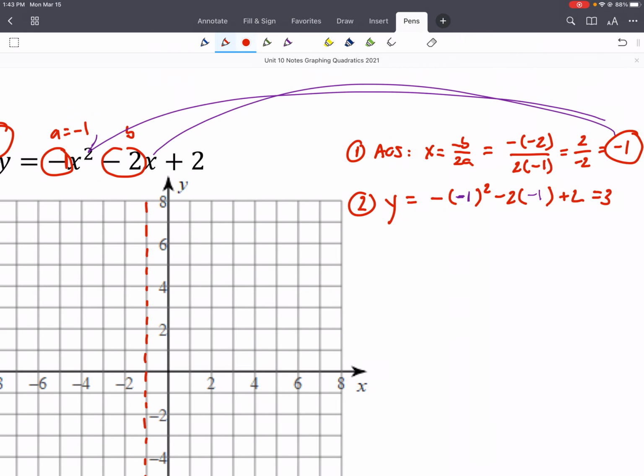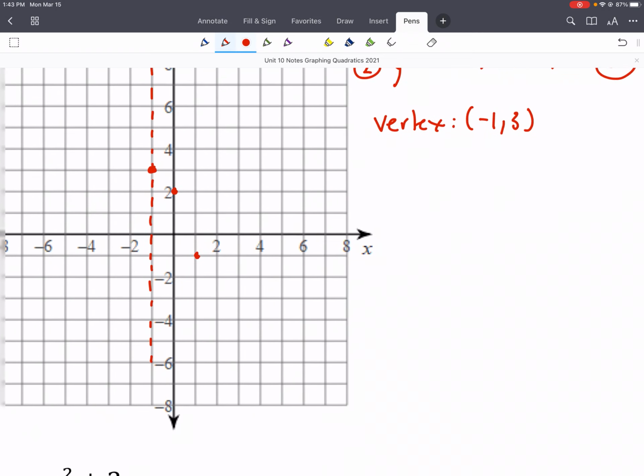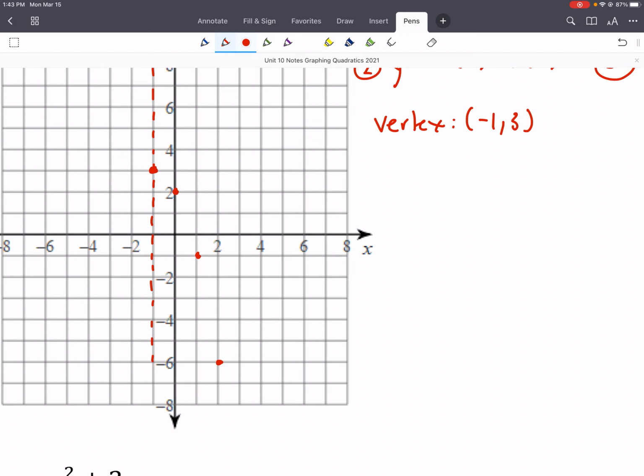Okay. So now we have our vertex. Our vertex is negative 1, comma 3. Again, that's just your x, comma y that we just found out. So negative 1, 3, and then we'll need to use our growth pattern. A is negative 1, so that means it's going to go down: over 1, down 1, over 1, down 3, and over 1, down 5. Symmetric over the axis of symmetry. Connect the dots. Use arrows.